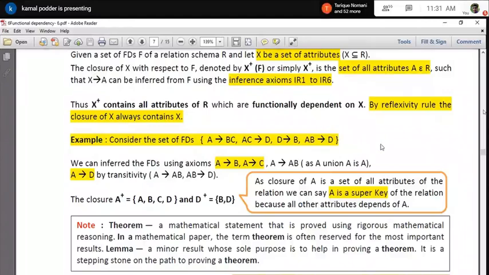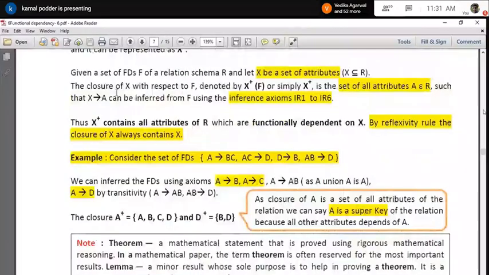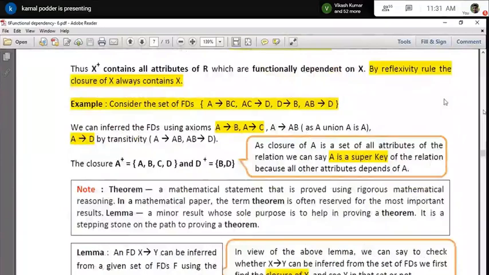Now, by the reflexivity rule, we can always say that the closure of X contains X. That means you can add X also. If you establish that X depends on X, then after finding the closure, you can always assume that X is also there. Now let's take an example and try to work it out one by one, and then it will become clearer.